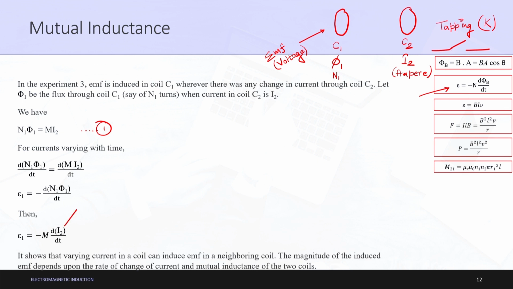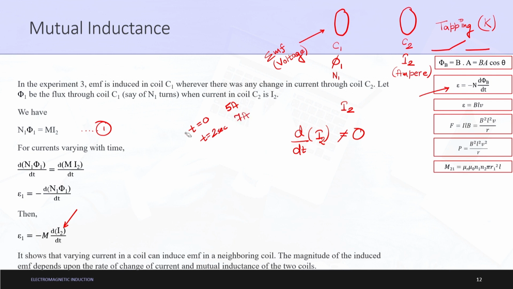Varying current. Let us say current I2 is not constant with time, that is d by dt of I2. What does that mean? Current passing through coil 2 is not 0. If it is not 0, that means current I2 changes with time. Let us say at t equal to 0, the current was 5 amperes. At t equal to 2 seconds, the current is 7 amperes. That means there is a variation with time.